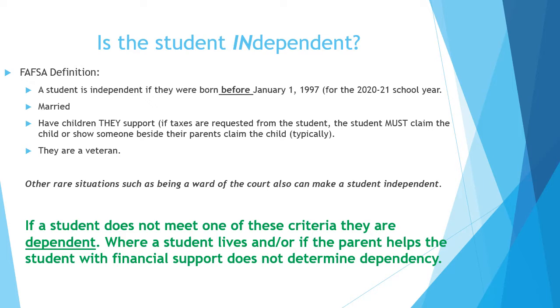Something to keep in mind, the FAFSA rules are pretty cut and dry. Even if a student does not live at home with a parent, if they live on their own and pay their own rent and things like that, if that student was not born before January 1st of 1997 and they can't answer yes to any of the other dependency questions that would make them independent, they're still required to include parent information on their FAFSA, even if they're not living at home.